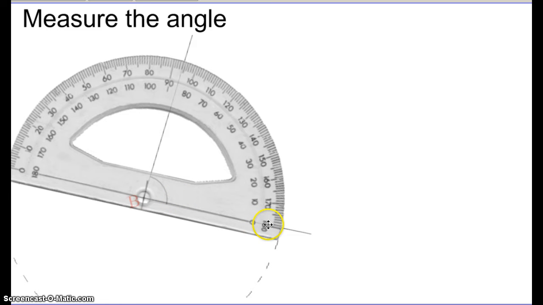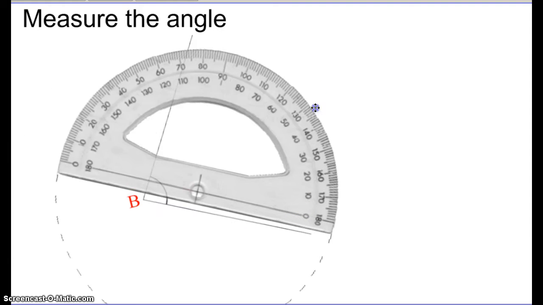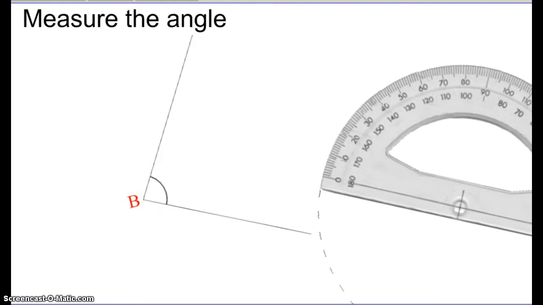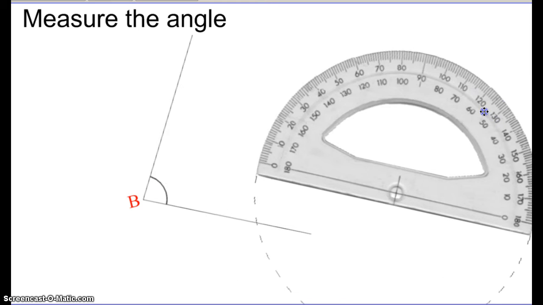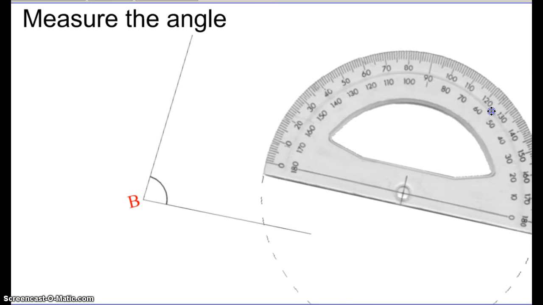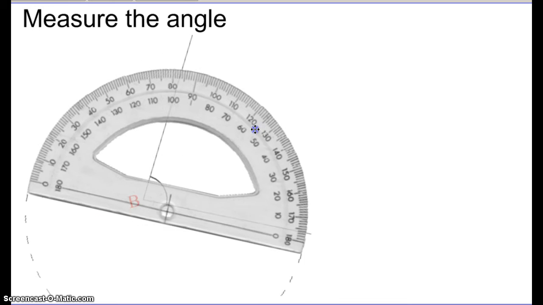And now the thing we have to consider is this. There's two sets of numbers. We're always going to try to start at the number with 0 and count up. What you should also notice is that if I pulled this away, what type of angle is this? Is it acute or is it obtuse? Hopefully you said acute. This is a smaller angle.